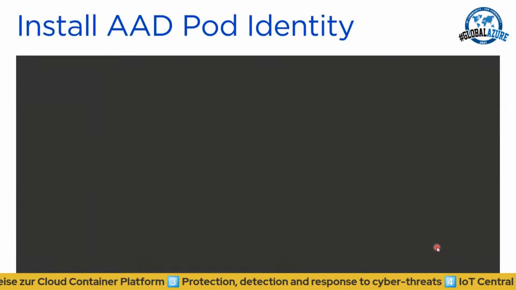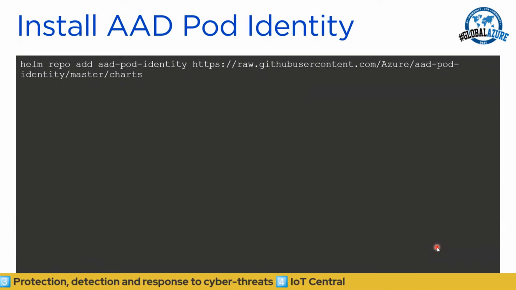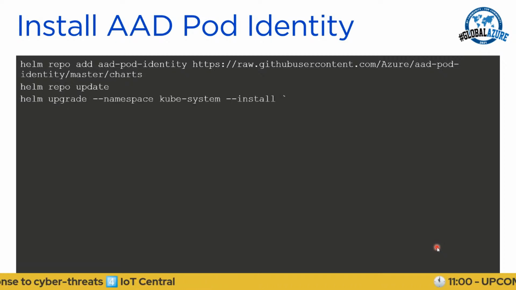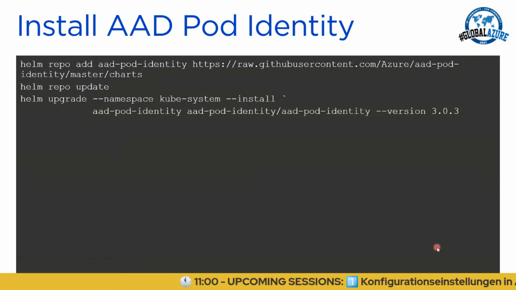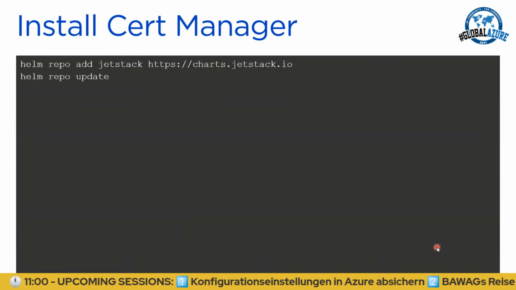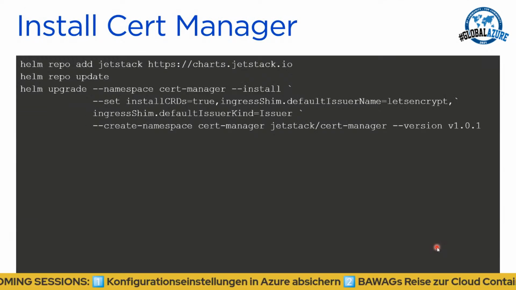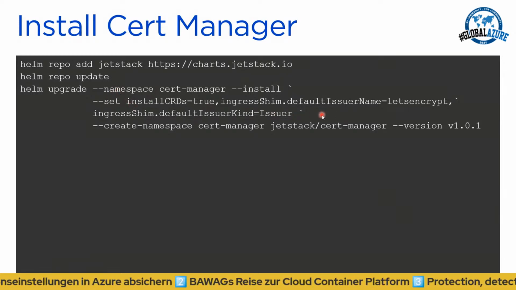So a couple of things to install. We need the pod identity, and I will quickly go through it. You will get the slides later on. It's basically all available as Helm packages. So if you want to do this pod identity, just run the Helm package, and there you go. Same for Cert Manager. It's basically installing a Helm package, a couple of settings, and you're good to go.